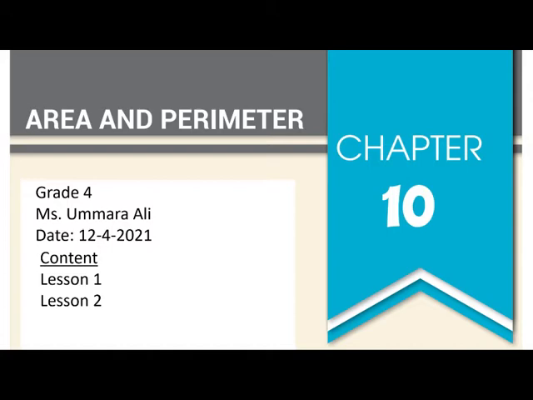So you have to make the title page, you have to maintain the index with the date properly. And in this chapter we will cover two lessons, lesson number 1 and lesson number 2. What are the area and the perimeter of a square and rectangle we are finding in this chapter.